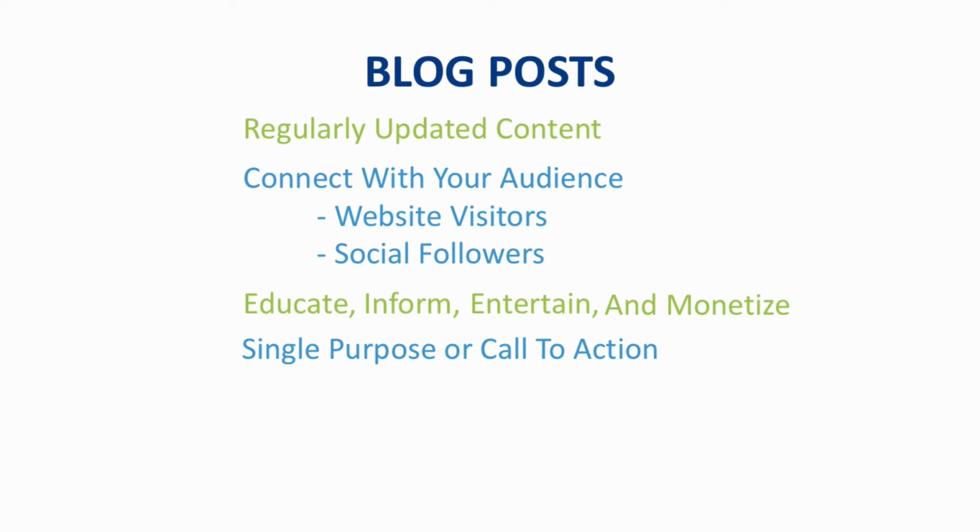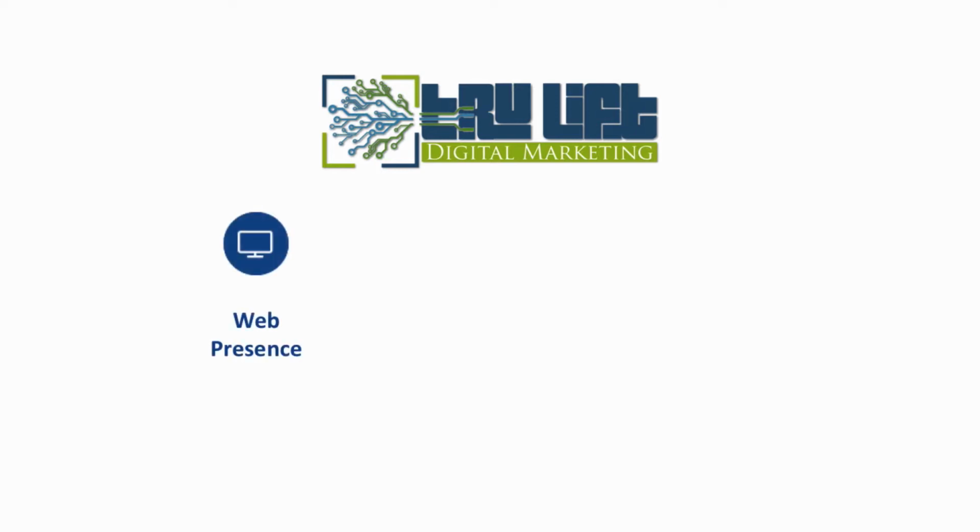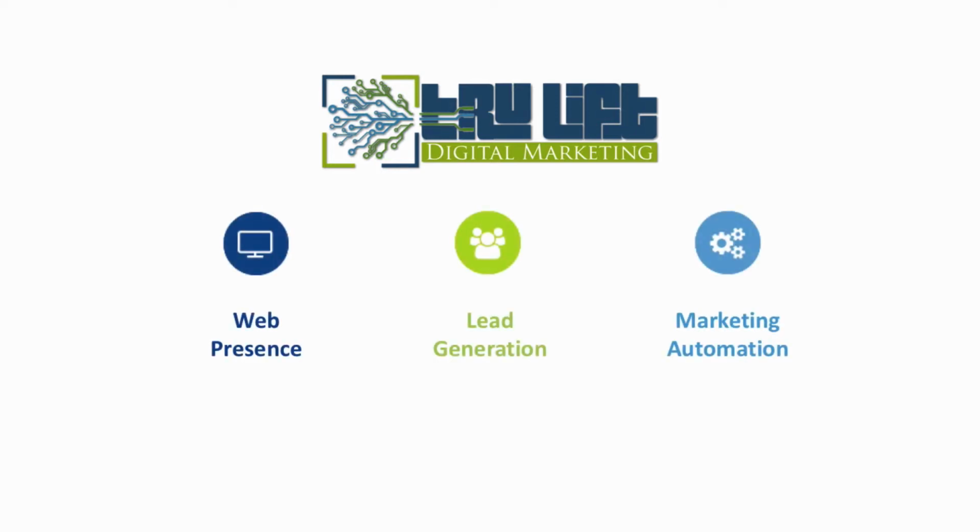In addition to differing from pages in the frequency with which they are updated, posts also contain categories to help you organize your content for both you and your audience. As TRU LIFT evolves for us, we will be regularly posting content in 3 main areas or categories, being web presence, lead generation, and marketing automation. And as I explain how we intend to organize our content, perhaps it can get you thinking about how you want to organize yours if you haven't already.